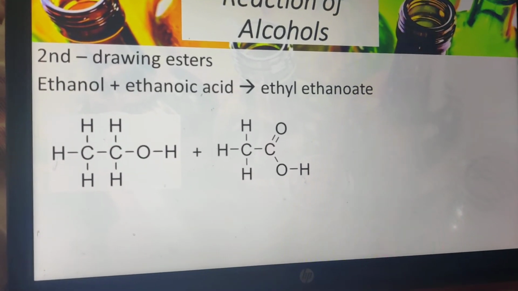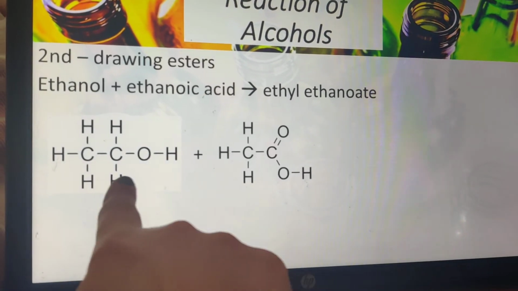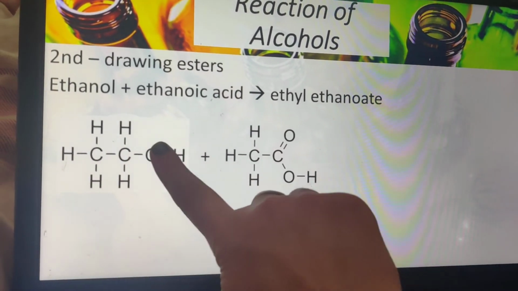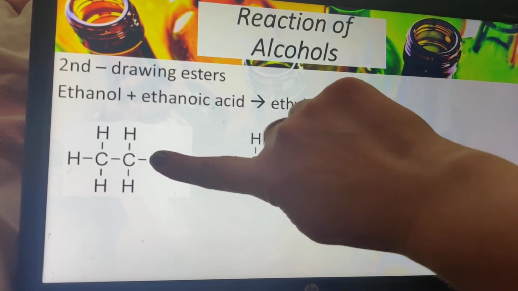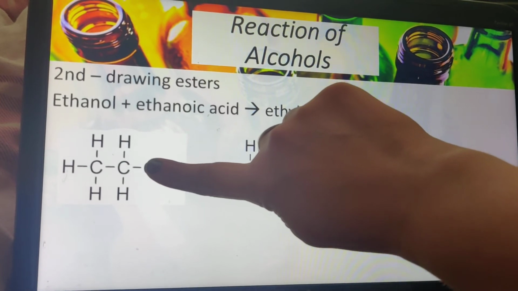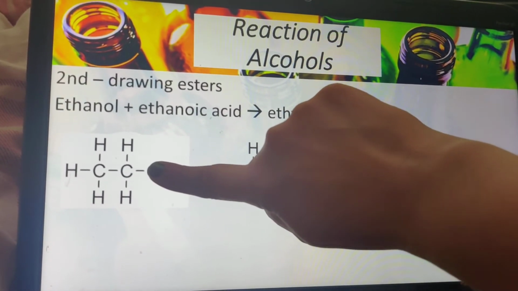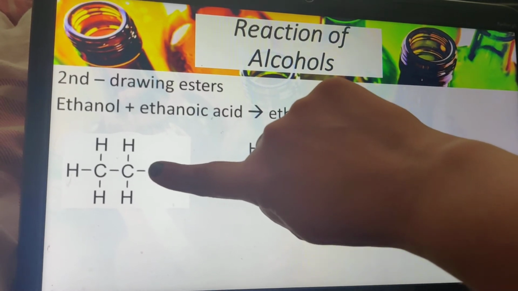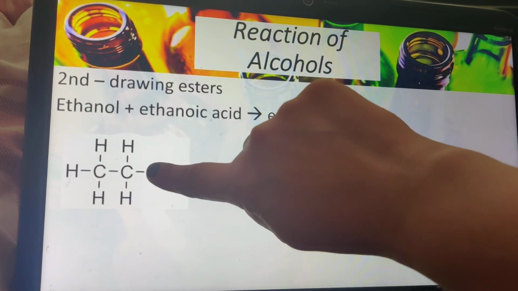The next thing is drawing them. So we've just said what happens. The alcohol with its OH loses its OH. That is the easiest way to think about it. If you were to go on and study chemistry at university, they might argue that this way isn't totally accurate, but it's the easiest way to think about it. So there we've got our ethyl, our 2 carbons and 5 hydrogens, and that bond, ready to bond to something else.